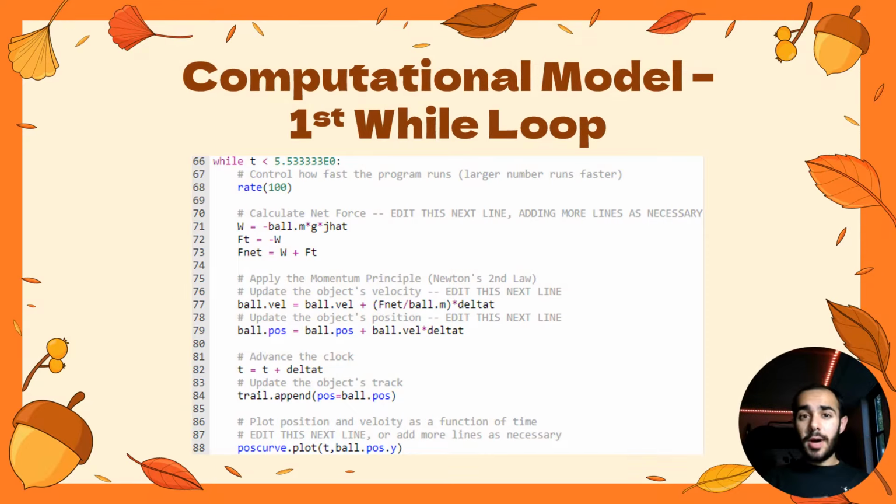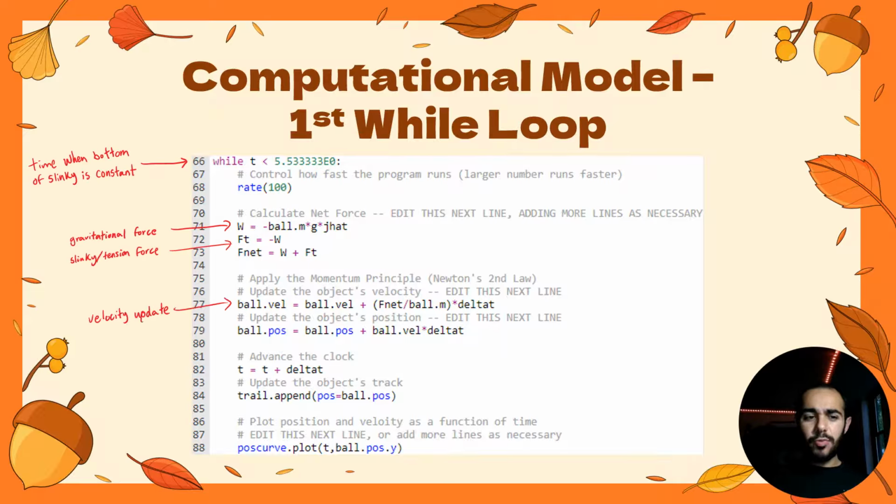So the computational model is going to be split up into two main parts. The first part is where the bottom of the slinky remains stationary. Now, during this time frame, we want to understand what's going on with the bottom of the slinky. We want to analyze its motion. So let's use the velocity update and the position update formula. Well, in order to use this, we need to know what's going on with the net force. Well, since the bottom of the slinky is stationary, net force should be 0.